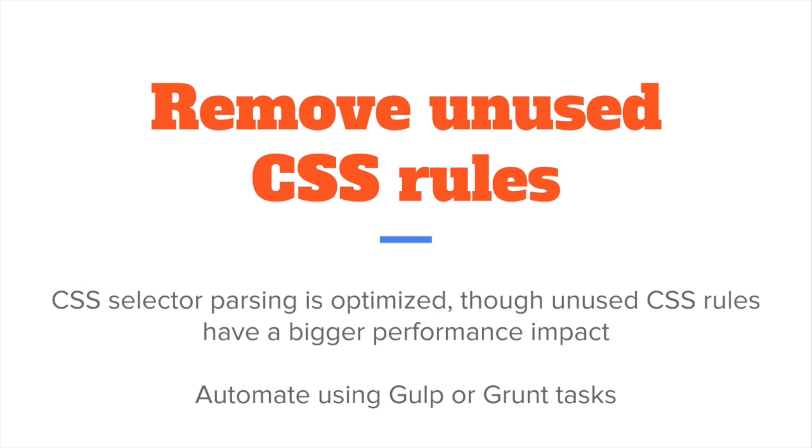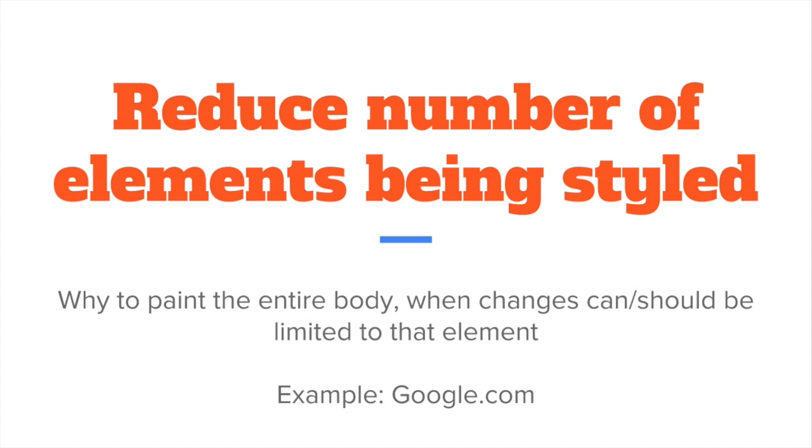Next comes removing unused CSS rules. The CSS selectors, as I said, are already performant, though if you have CSS rules which are not used, the browser spends a lot more time seeing which element it needs to apply them on. So you'll want to automate this task of removing the CSS that's not used at all on your web page. There are several tasks and plugins available, both for Gulp and Grunt, that you can use for removing the unused CSS rules.